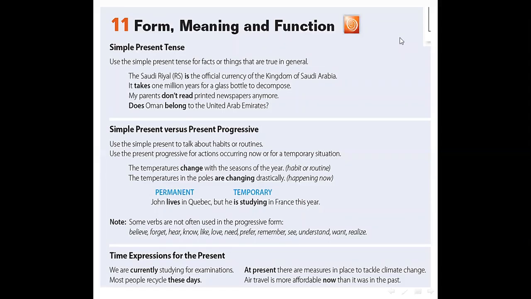Today we will complete Unit 6 for Mega Goal 3. Today we will use present simple and we will differentiate between simple present and present progressive.